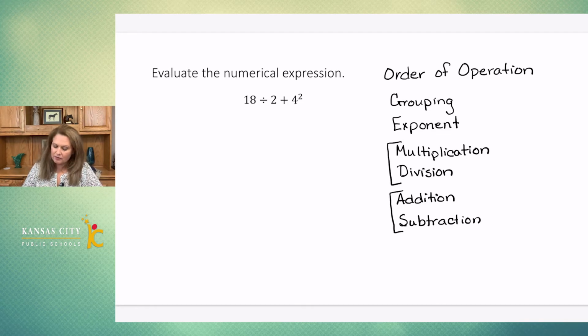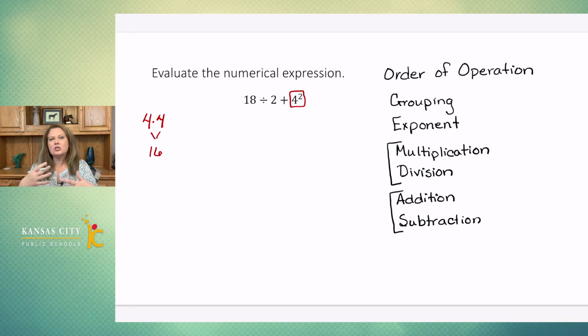Okay, so let's look at our first example. We have 18 divided by 2 plus 4 to the 2nd power. We don't have any grouping symbols, but we do have exponents. So we're going to have to solve our exponents first. So remember, our 4 is our base. We have a power of 2, so that means that we're going to be multiplying that 4 twice. We know 4 times 4 is 16.